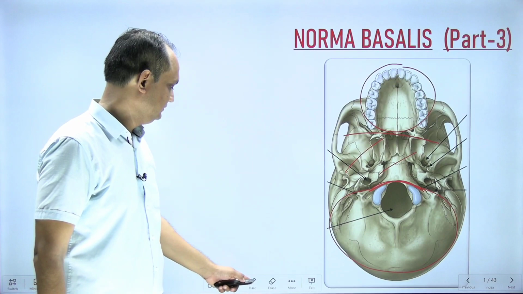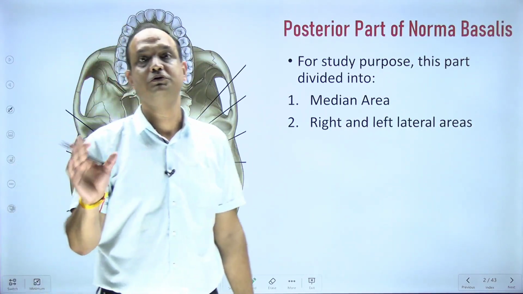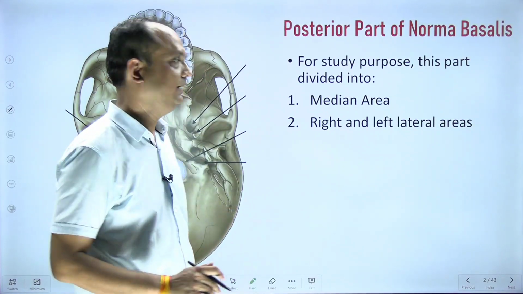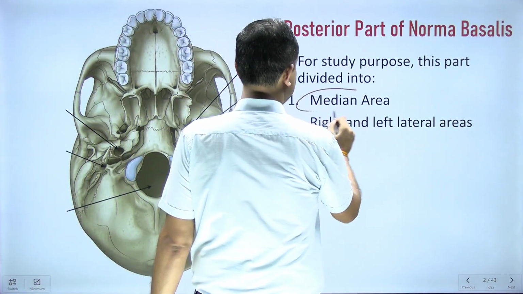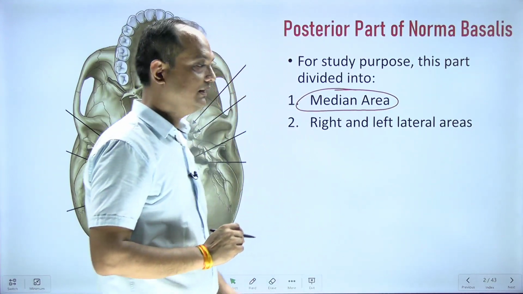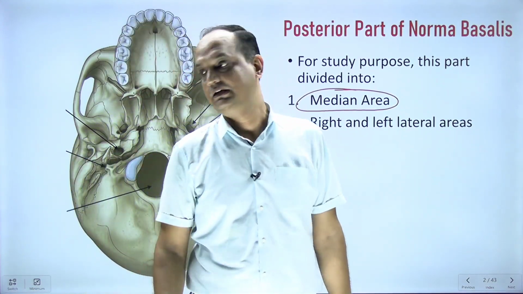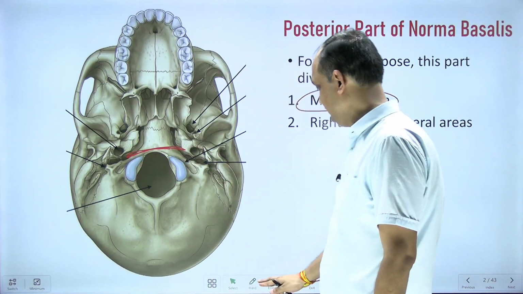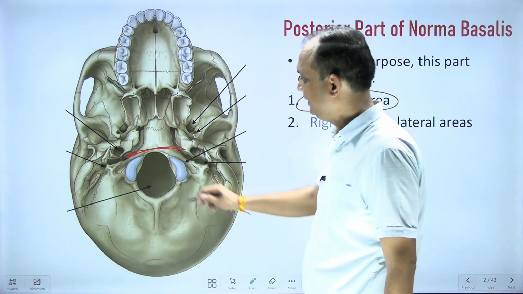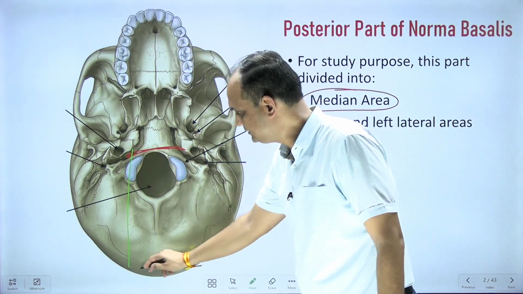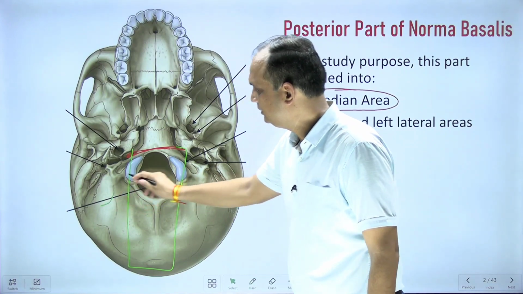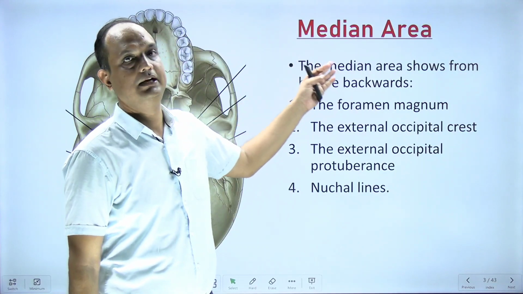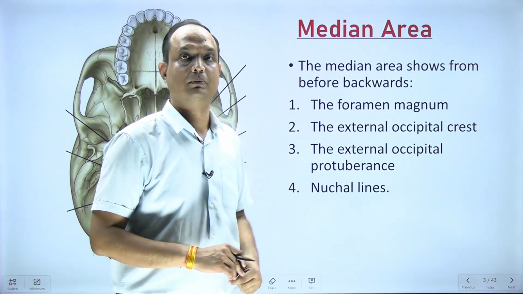So when you take the posterior most part of Norma Basalis, for study purposes that posterior most part is divided into 2 areas: the area in the middle portion, that is the median area, and the right and left lateral areas. So when you see the area which is behind this imaginary line, you can divide it again into 2 different parts. First we will see this portion and then we will talk about the lateral portions. Clear? So let's discuss the median area of the posterior part of Norma Basalis.